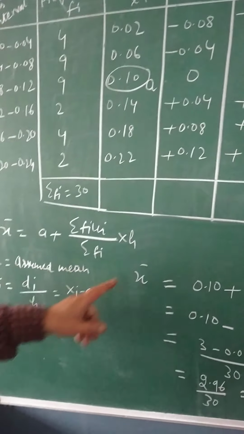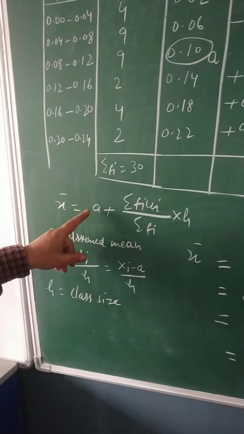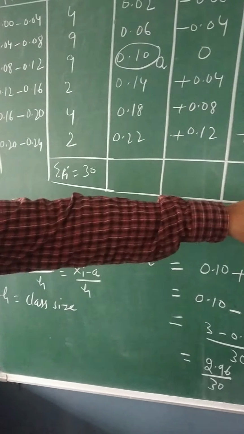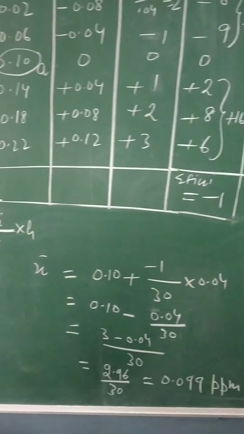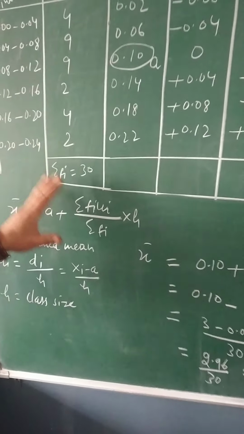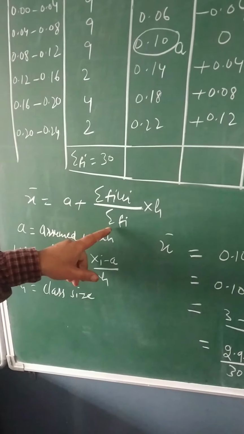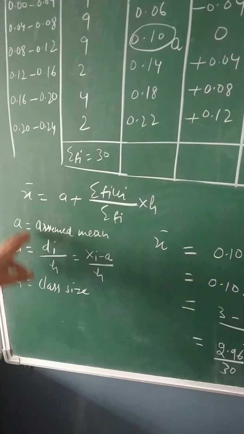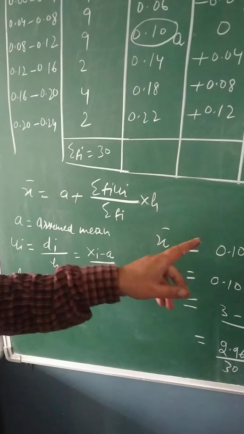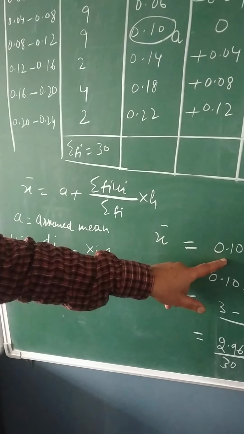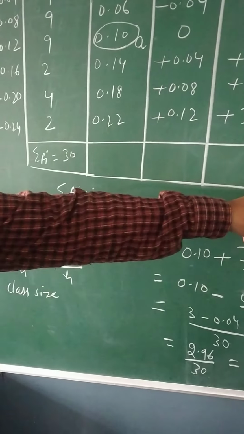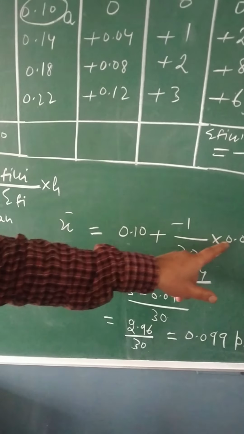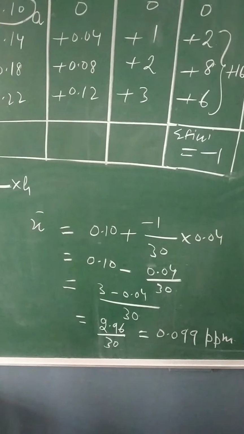Now you write down the formula here. That is x bar is equal to a plus, where a is the assumed mean, sum of fi ui upon sum of fi, into h. Very clearly I have got minus 1 upon the sum of the frequencies, which will remain the same throughout all the three methods, 30, into h, which I told you is the class size. Now you substitute all these values. Your assumed mean was 0.10, sum of fi ui you got is minus 1, the sum of the frequencies is 30 and your class size is 0.04.